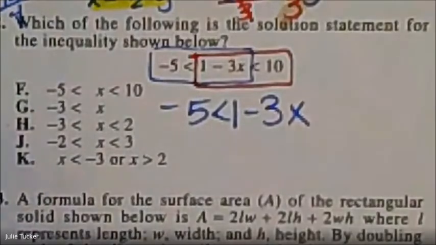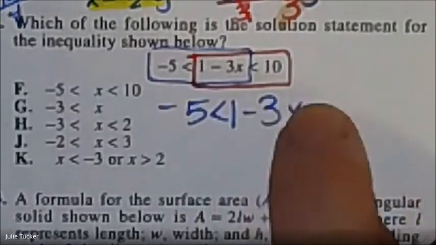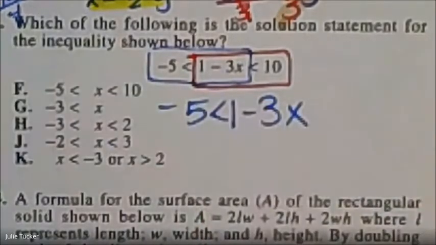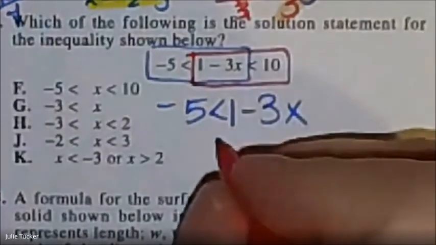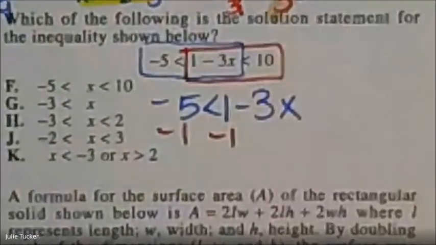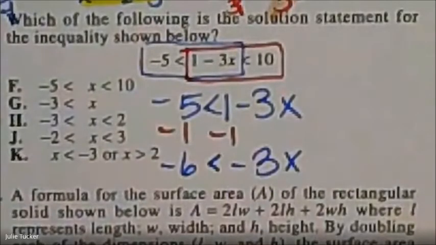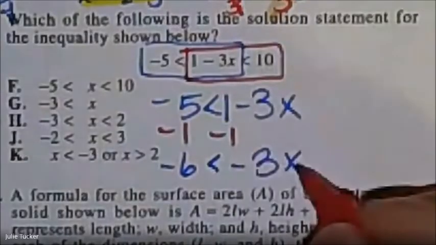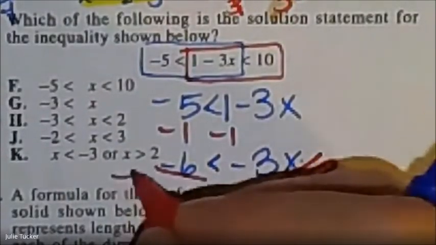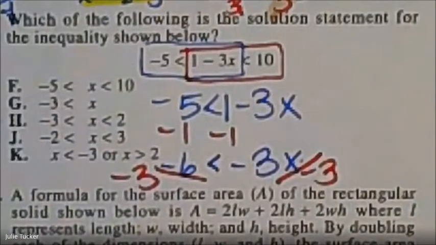Good. So we'll go -5 is less than 1 minus 3x. And we're going to isolate x. So what do I do? The negative sign goes to this, right? This is already positive. We have to subtract 1. So that's -6 is less than -3x. Good job, Connor. So that will divide off -3. So that will be 2 is less than x.